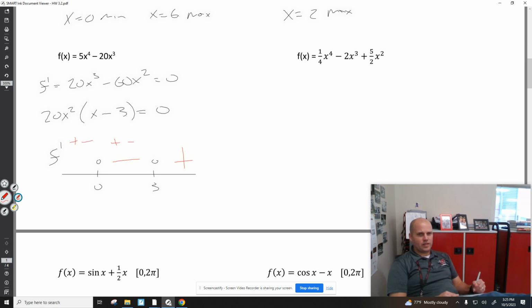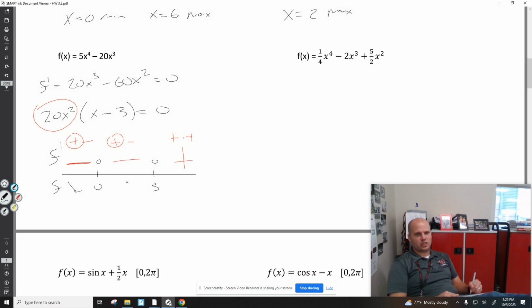Negative 1 minus 3 is negative. Just to the right and left of 3, we change signs. To the right and left of 0, we do not change signs. This factor always will be positive because we're squaring. If there is a negative in front of it, it would always be negative. Okay? All right, same situation.